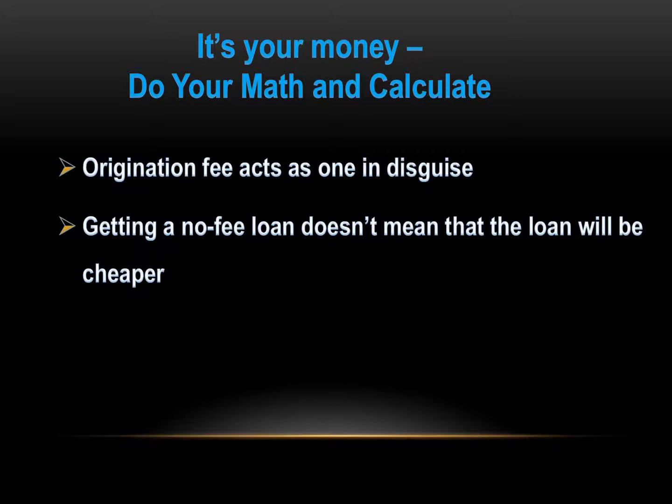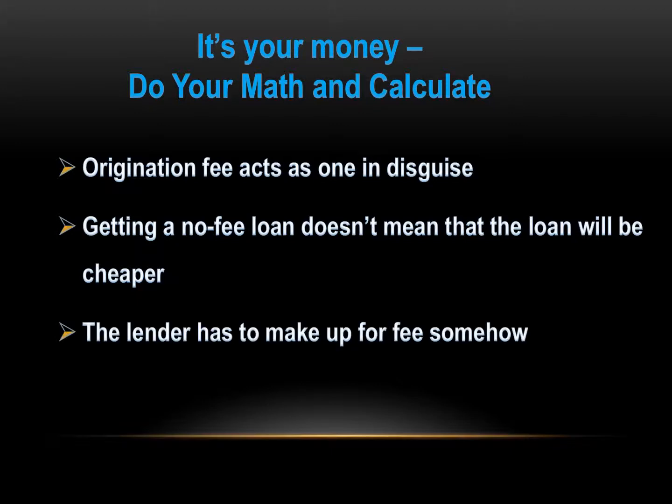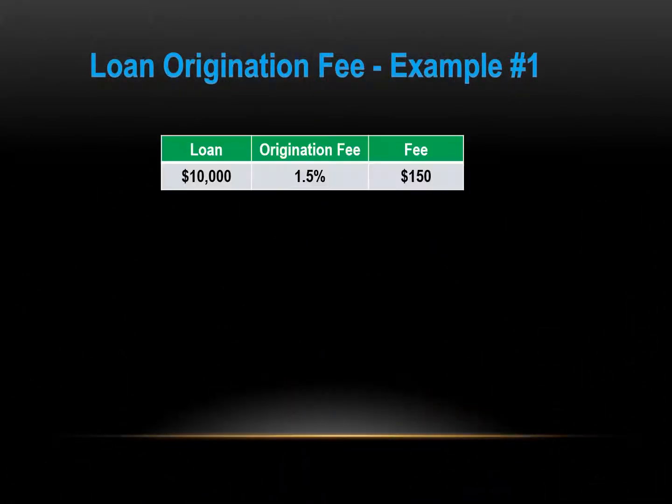If you qualify for a loan where the lender doesn't require a loan origination fee, you'll save a lot of money. Getting a no-fee loan doesn't mean that the loan will be cheaper. The bottom line is that the lender has to make up for the fee somehow. Depending on how fast you can pay off your loan, the actual cost of the loan will vary. The example below assumes that you pay a 1.5% origination fee. It also illustrates a $10,000 loan for 24 months with a 1.5% origination fee. Here's a visual for you.